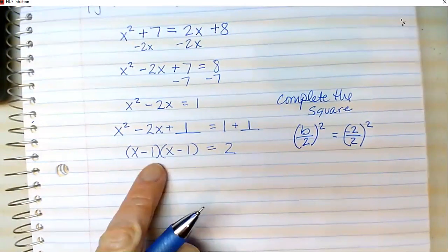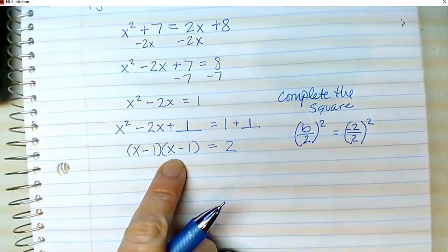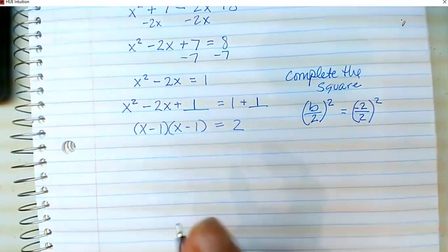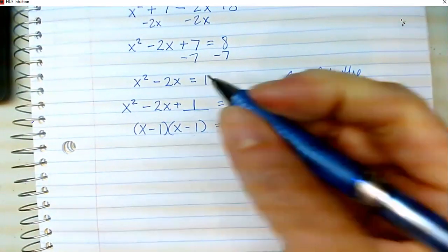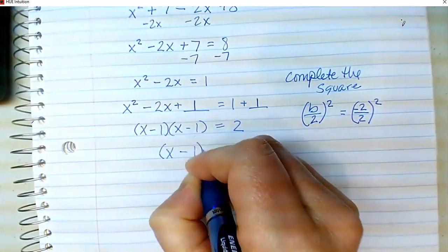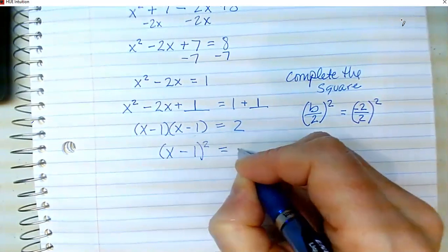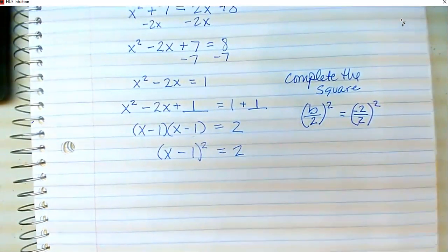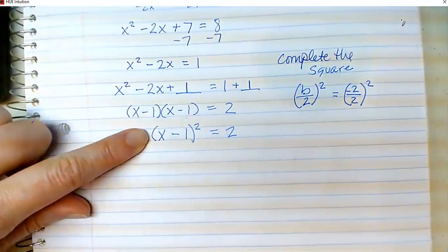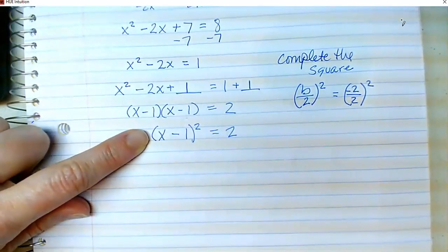All right, now because these 2 binomials are the same, we can write them as a binomial squared. In fact, we'll get to the point where we don't even write the 2 binomials out. We go straight to the binomial squared. So x minus 1 squared is equal to 2. Again, at this point, this looks similar to what we were working on last week, where we were using the square root method in order to solve.